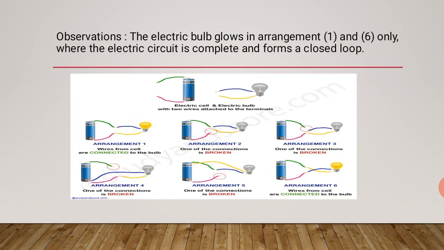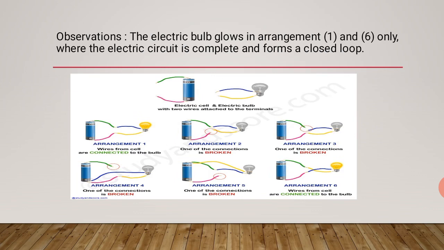Next, see arrangement 1. Here you will see that the positive terminal and negative terminal of the cell are connected with the bulb and the circuit is closed and completed. When the circuit is closed or complete, electric current passes through the circuit, so the electric bulb glows. So in arrangement 1 you are seeing that the bulb is glowing.